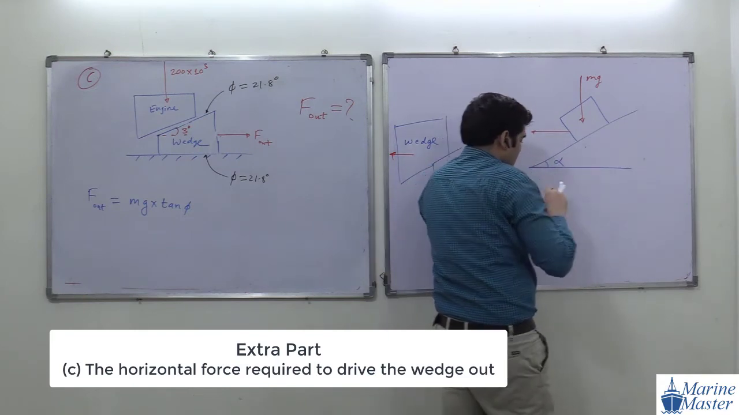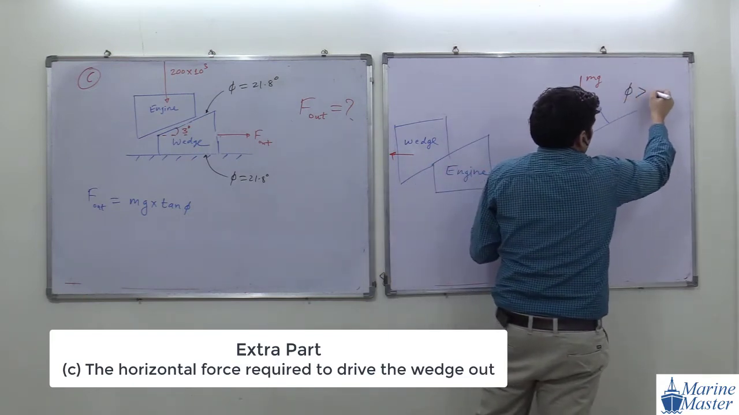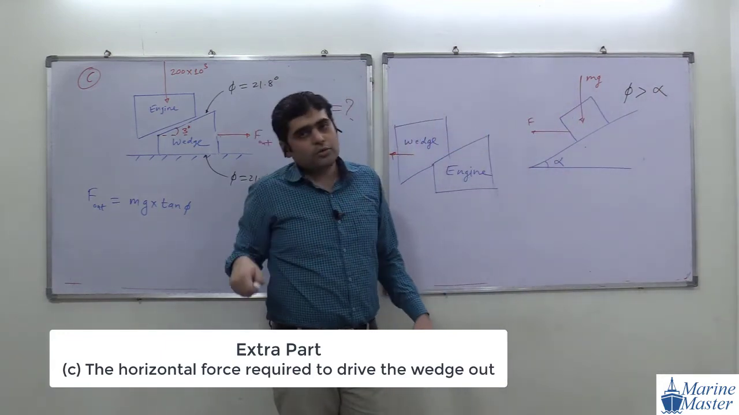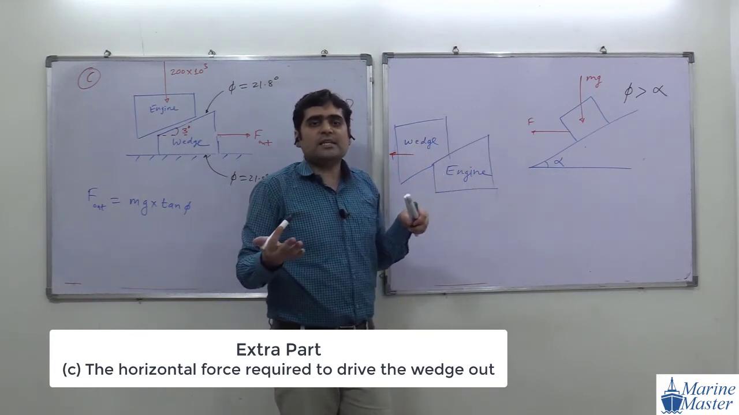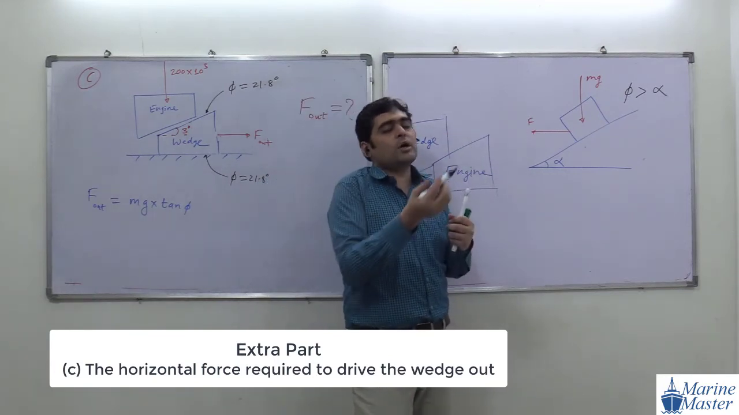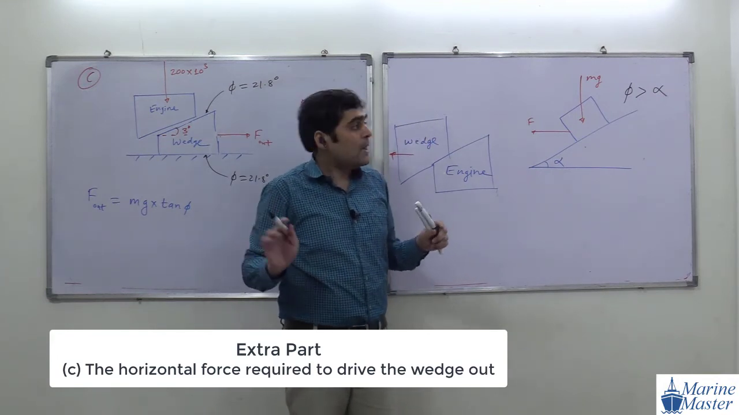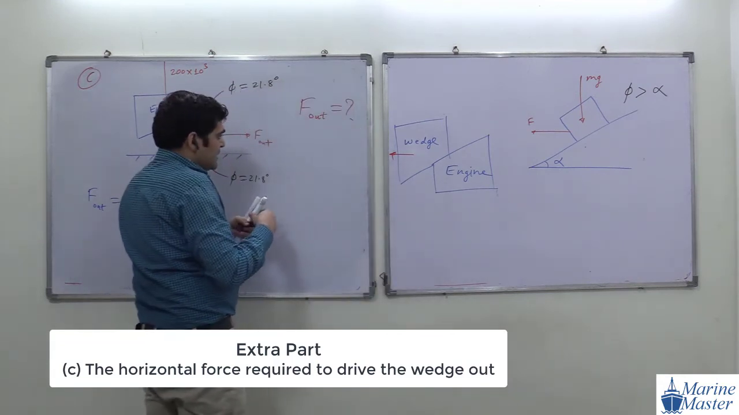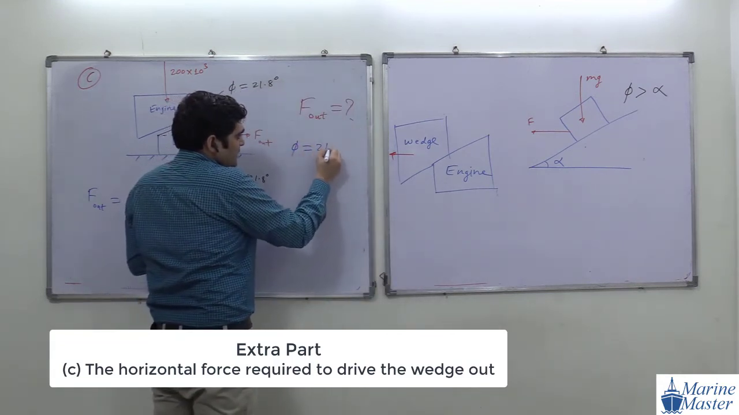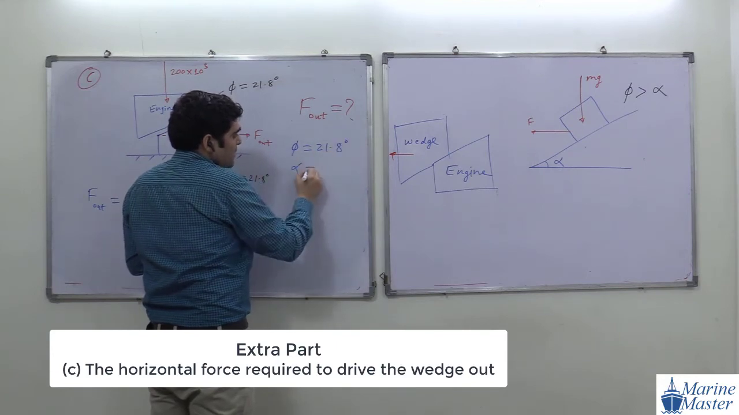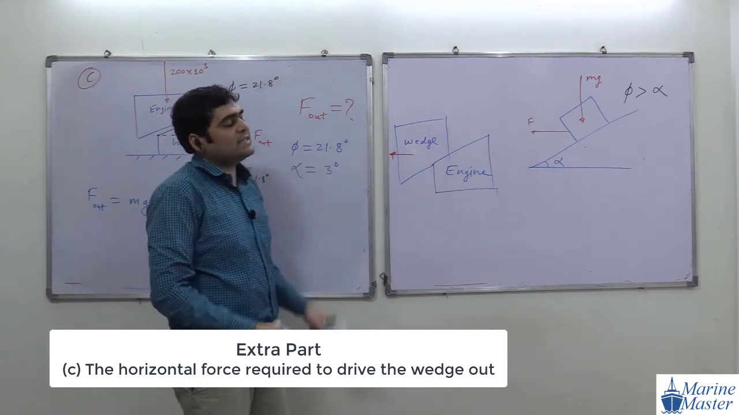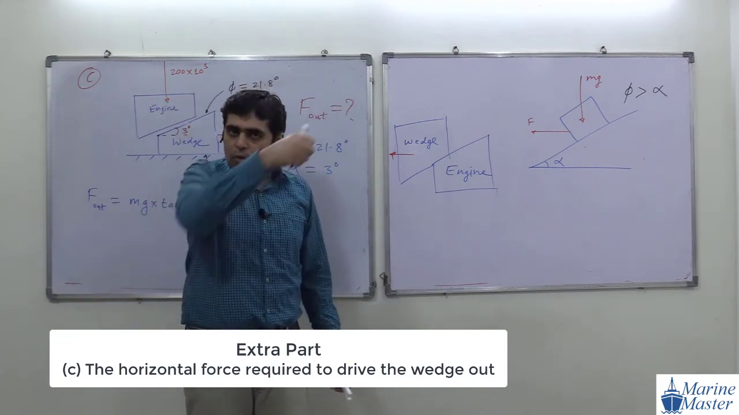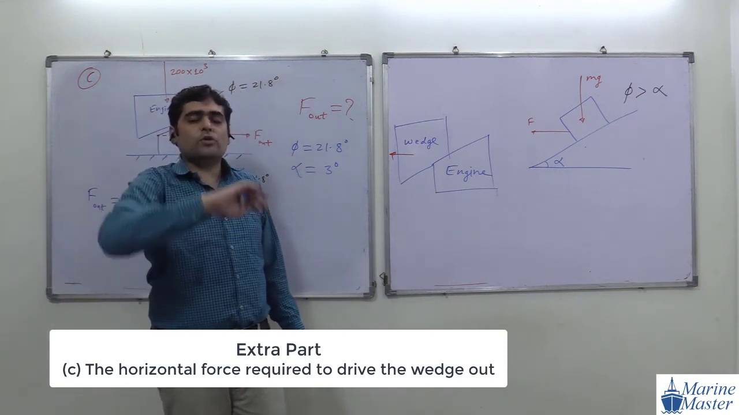And we want to move the block down the plane. And remember one point: here phi is greater than alpha. Then and only then we will require force F to move the block down the plane. Otherwise, if alpha is greater than phi, then the block will come down automatically due to its own weight. But when phi is greater than alpha, and in this scenario, phi is 21.8 and alpha is 3 degrees. So as phi is greater than alpha, the object will not come down automatically. We have to apply some force, and due to that force, the object will come.